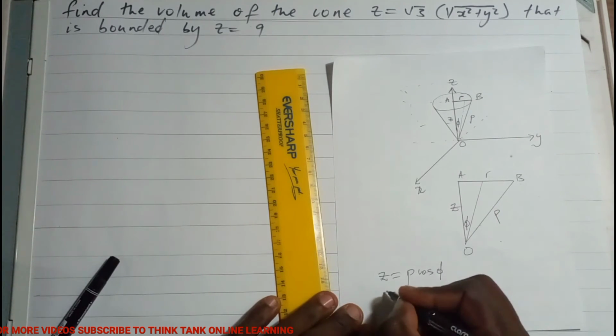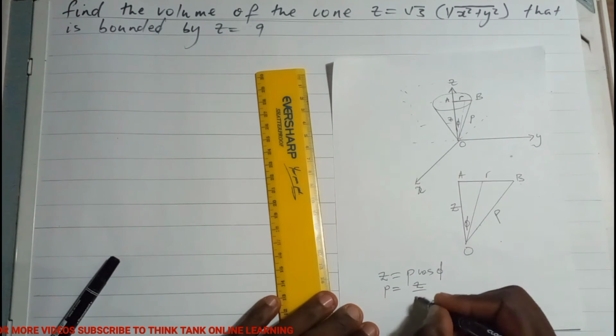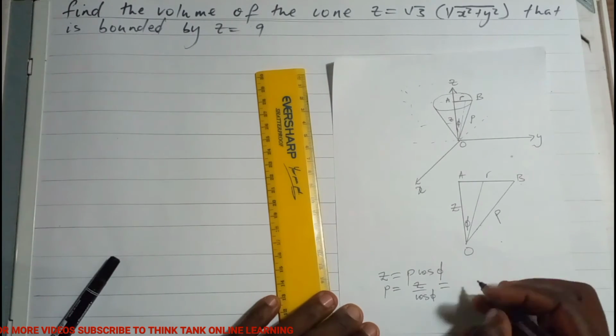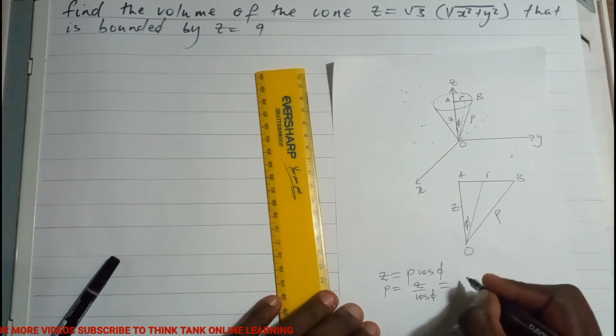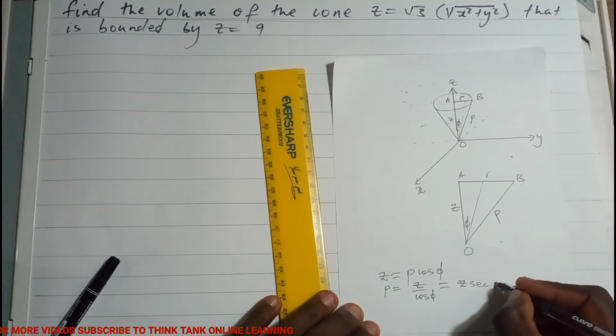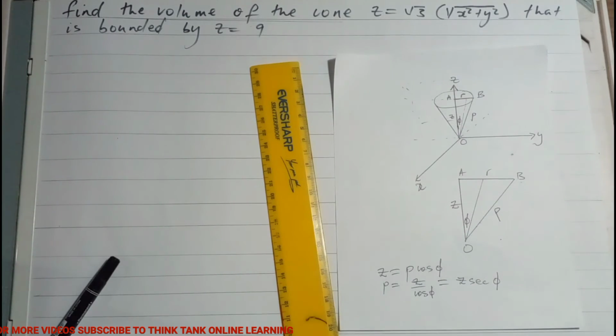Okay, so that means rho is equal to Z over cos phi, and you know 1 over cos phi is equal to secant phi. So that is rho. And now we're moving to phi.